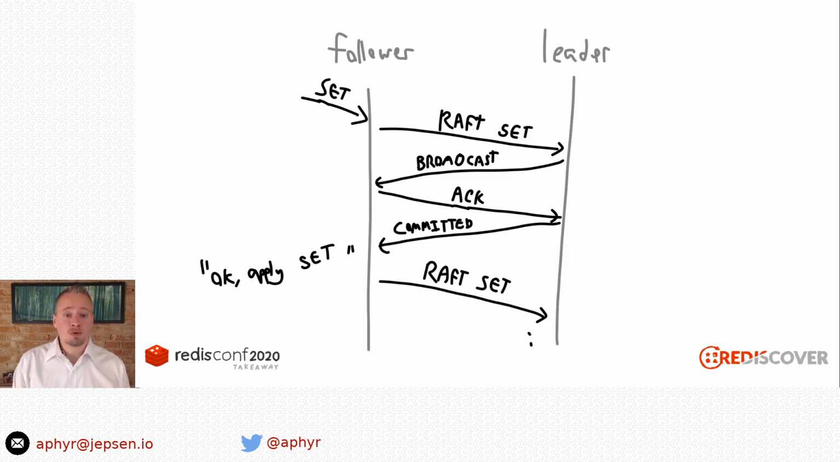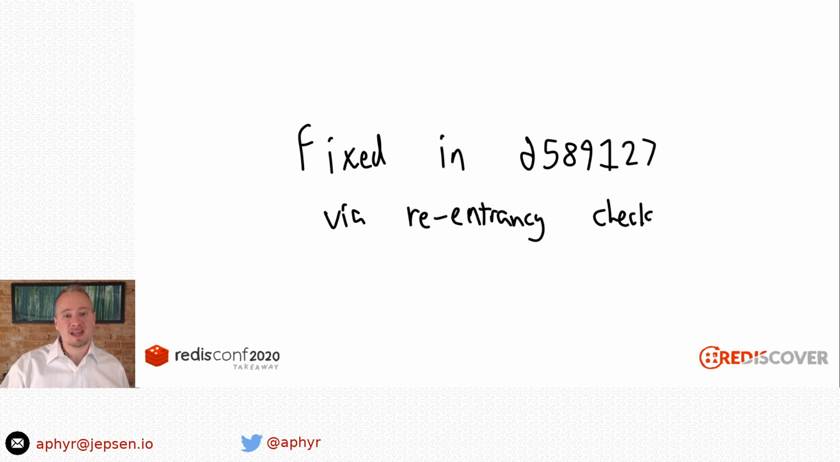This occurred because when a follower received a request, for example, a set operation, it would wrap it in a Raft set operation and send that to the leader. The leader would then replicate it via Raft, broadcasting it to the followers, getting acknowledgement. And then when the operation was committed, it would say, great, let's apply that operation. So follower, go ahead and apply set. The follower says, how do I do a set operation? Well, I need to wrap it in a Raft set operation, and then I can send it to the leader. And the cycle repeats indefinitely. So this caused the cluster to fall over as soon as any request was made. This was fixed in D589 by adding a reentrancy check to make sure that that cycle only happened once.